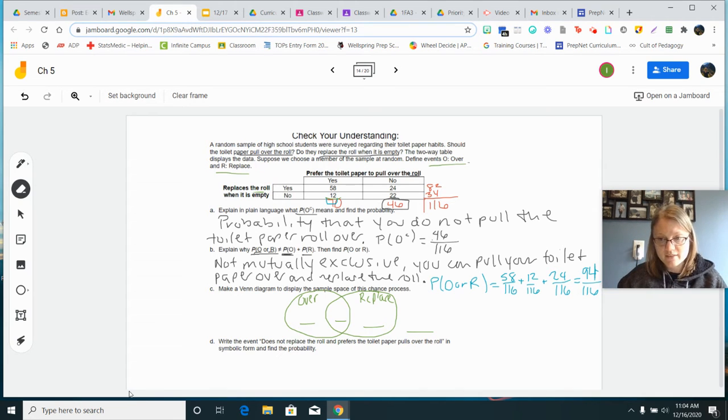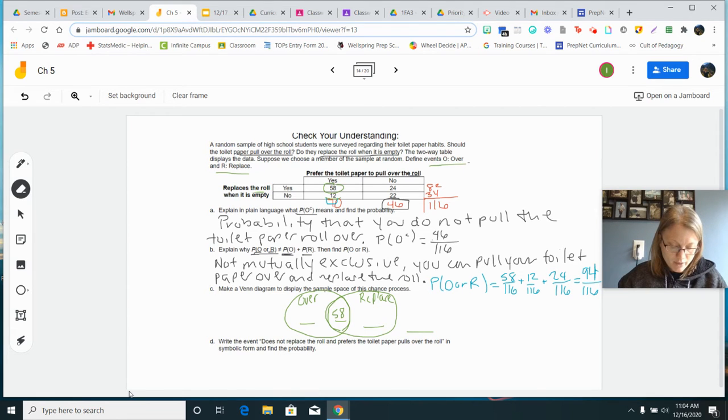So what I would suggest is that you fill in the middle part first, the overlap. So you're looking for people that do both things. They roll the toilet paper over, yes, and they replace the roll, yes. So we're looking for yes and yes. All of those people should go into my middle section here of my Venn diagram. If I look at my table, there are 58 people that do both things. So 58 will go in the middle.